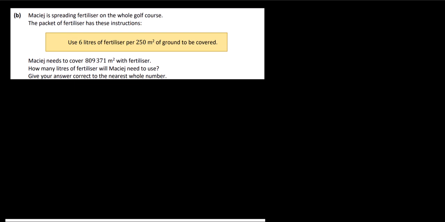So first thing we've got to do here is take the 809,371, which is the total area that needs to be covered with fertilizer. See how many 250s divide into that, because for each 250 square meters of ground he needs to use 6 liters. So we've got to see how many 250 square meters there are. So when you do that, you get 3237.484. So we have this many 250 square meters in the area we need to cover with fertilizer.